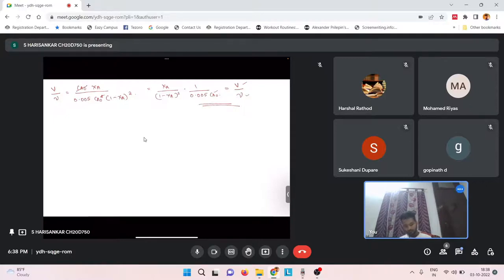So let us start by substituting these values. V, which is 2, by flow rate, which is 0.5, is equal to Xa by 1 minus Xa the whole square into 1 by 0.005 into Ca0, which is given as 1000. If we rearrange this and do the mathematical operations, we get Xa by 1 minus Xa the whole square is equal to 20.